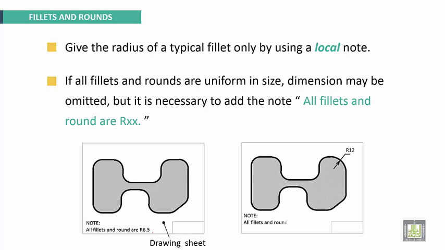For that one, for example, all fillets and rounds are 6.5 millimeters unless otherwise specified. This one is specified differently from the given 6.5 millimeters.